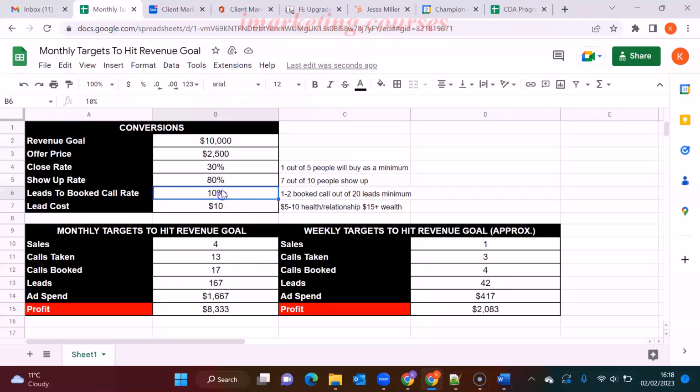But ultimately, again, do everything you can to improve the close rate, to improve your show rate, to improve the leads to book call rate, all of this. It's a constant refinement, constantly. That's what your business will always be from here on out. All right. So go ahead, optimize, keep track of your numbers, and keep us posted.